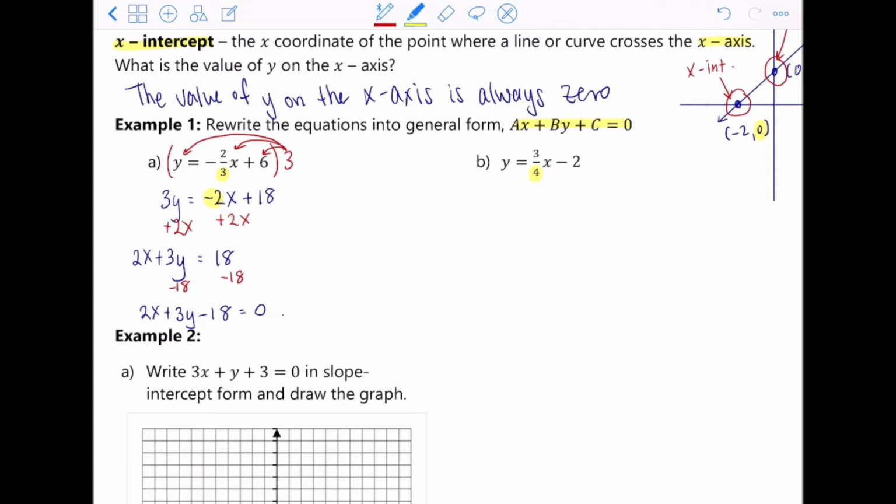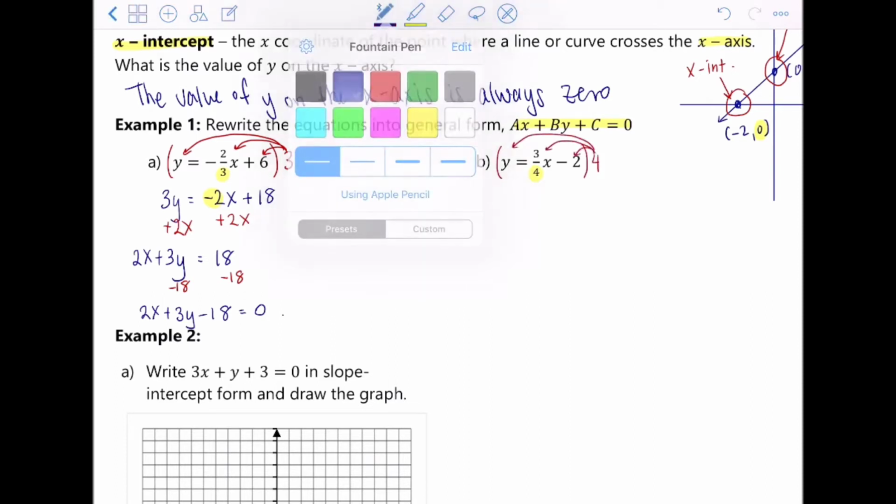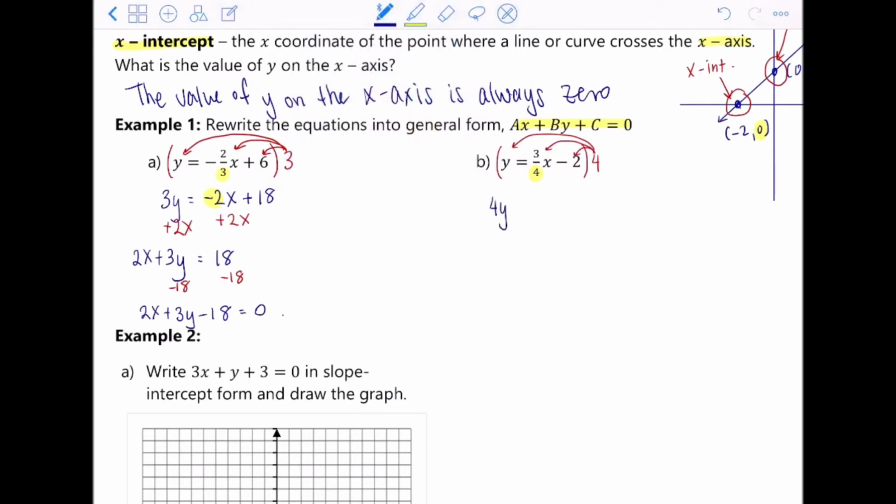So for part B, we'll do the same thing. We have a fraction coefficient. We're going to multiply both sides by 4. So we're going to multiply in here, expand it. So we have 4y equals 3x minus 8. Next step would be to move the y to the right-hand side by subtracting 4y on both sides.